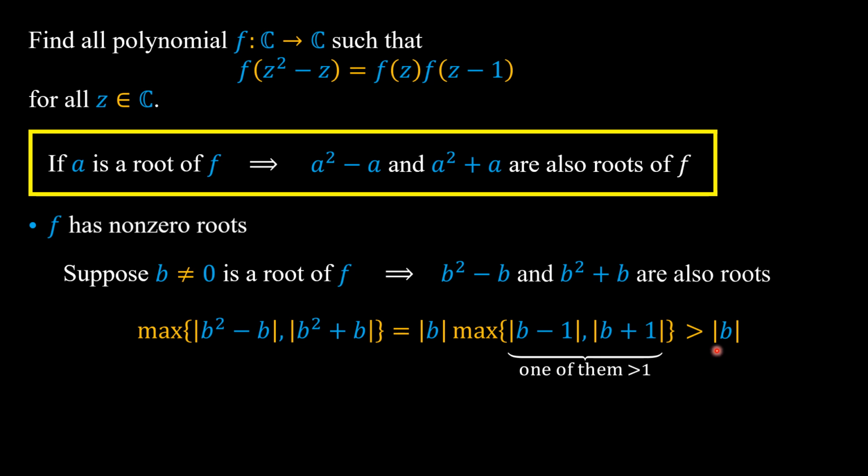So this quantity is greater than the modulus of b. So basically from this statement, we can always construct new roots, one of which has greater modulus than the old roots. Because we can construct a new root with greater modulus, we can construct another root with even greater modulus. All of this argument can be used repeatedly, which means f has infinitely many roots. The only polynomial that has infinitely many roots is f equal to 0 everywhere. And of course, this function satisfies the functional equation in the problem.